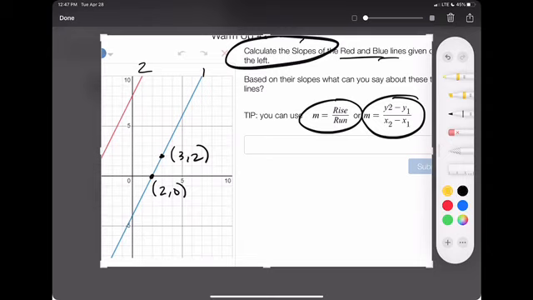And remember, I told you that I like to label mine right away. This is my x1, this is my y1, this is my x2, this is my y2. And I'll use these numbers to plug into this equation here.